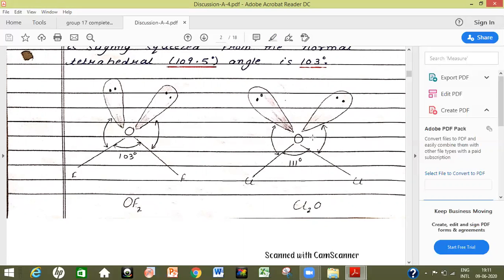But in case of this molecule, oxygen is more electronegative in comparison to chlorine. So what happens is the bond pairs get shifted towards oxygen and repulsion between bond pairs is there. So the bond angle increased in comparison to the ideal bond angle, that is 109.5 degrees. So the bond angle is 111 degrees.